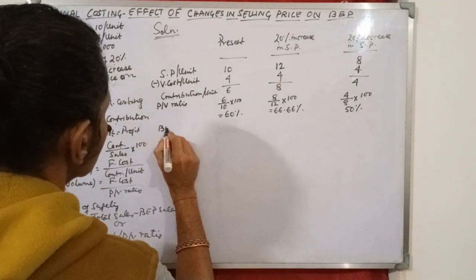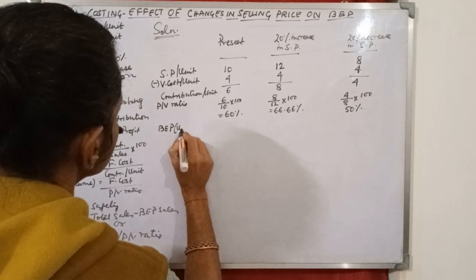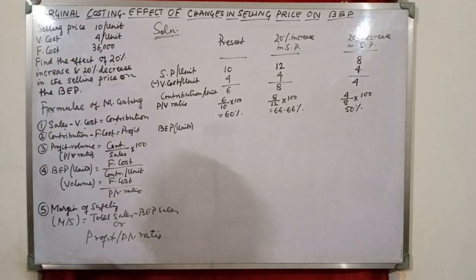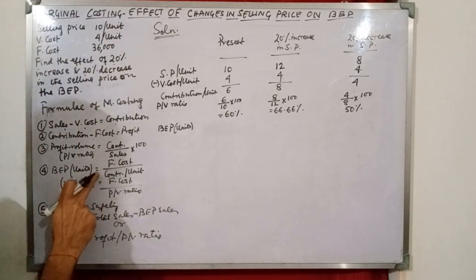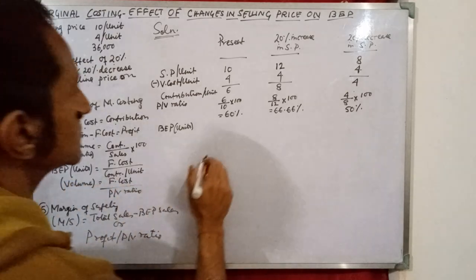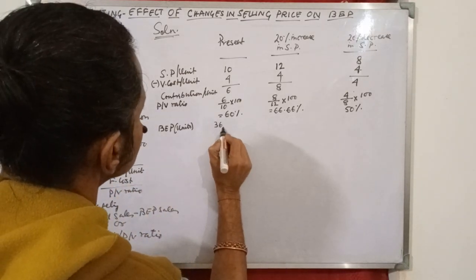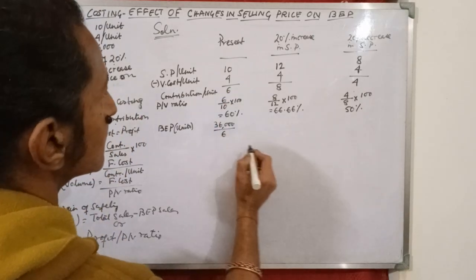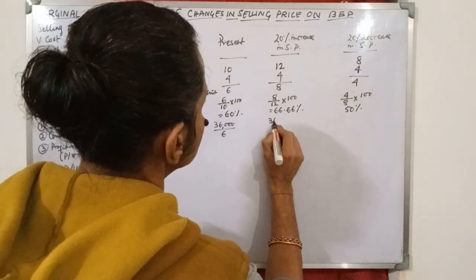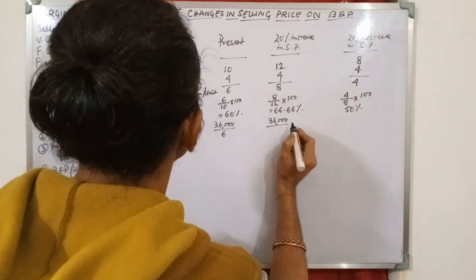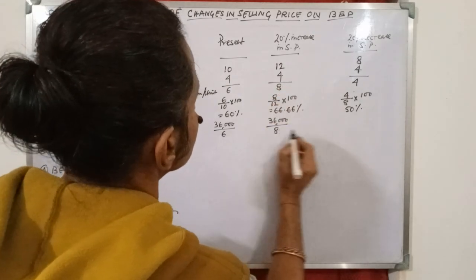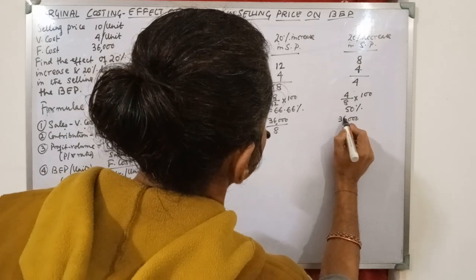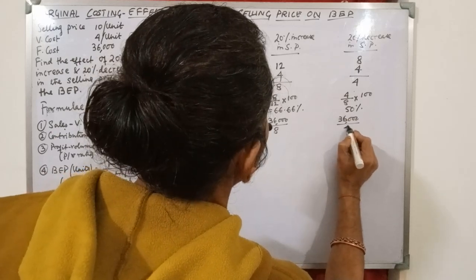Now we shall find out the break-even point in units. What is the formula of break-even point in units? Fixed cost divided by contribution per unit. So here it is 36,000 divided by 6. Here it is 36,000 divided by 8. And here 36,000 divided by 4.